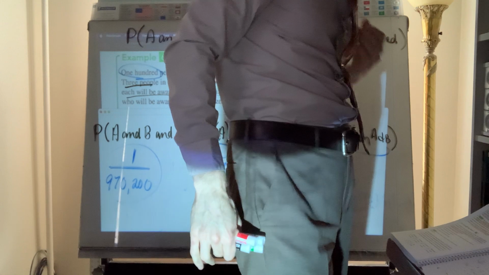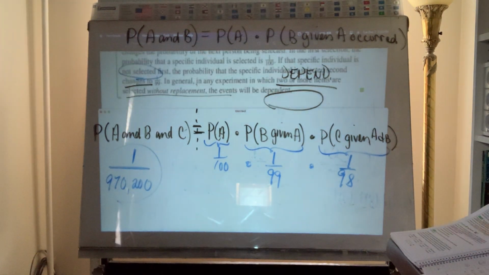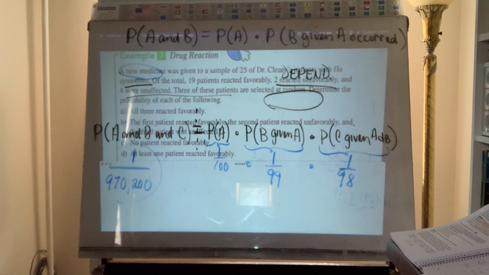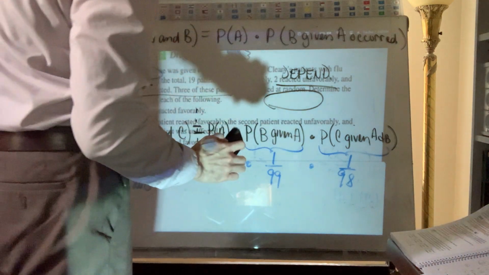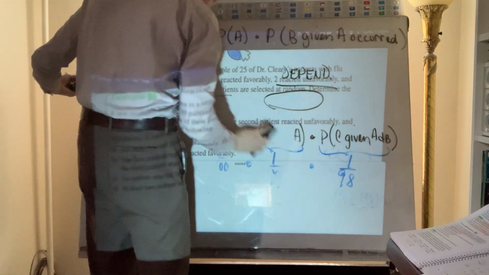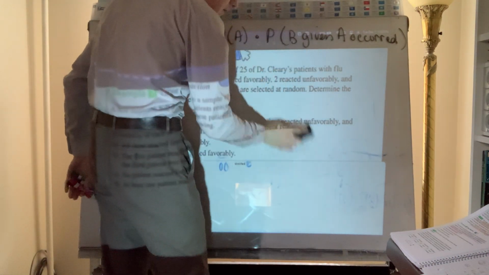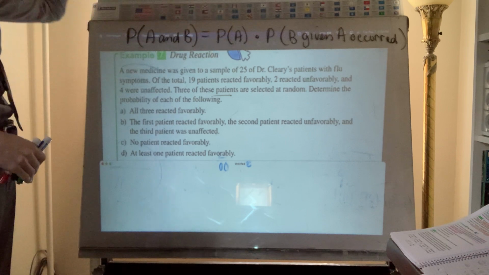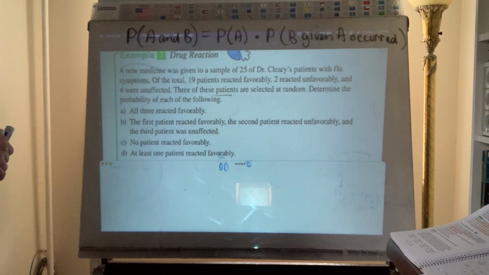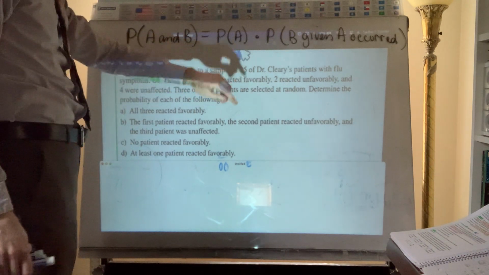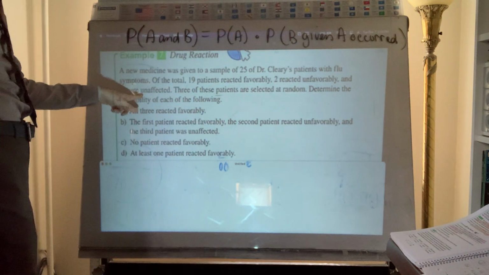All right, let's do the last one here, example 7. And this is multiple parts here. All right. A new medicine was given to a sample of 25 of Dr. Cleary's patients with flu symptoms. Oh, what a coincidence. I have flu of some sort. Of the total, 19 patients reacted favorably, 2 reacted unfavorably, and 4 were unaffected.